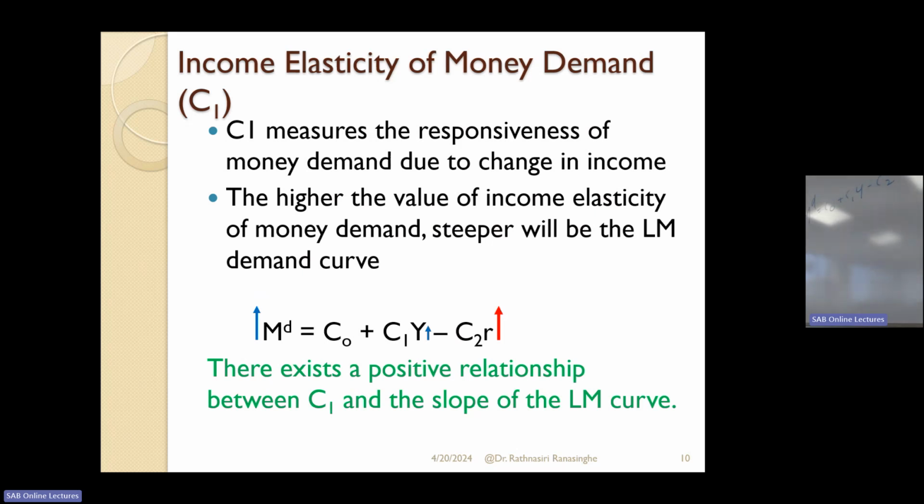So what is the slope of the LM curve? The LM curve represents the relationship between the interest rate and income at which the money market comes to equilibrium, where money demand equals money supply. So a smaller rise in income and a faster rate of rise in the interest rate implies a steeper LM curve.